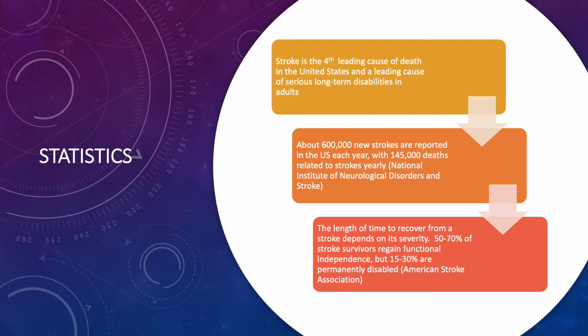People who do survive, about 50 to 70% of them regain functional independence. That means they don't necessarily recover completely, but they're independent. But about 15 to 30% are permanently disabled. The length of time it takes to recover depends on how much brain tissue is involved and damaged, and where that brain tissue is, what kind of disability is incurred.